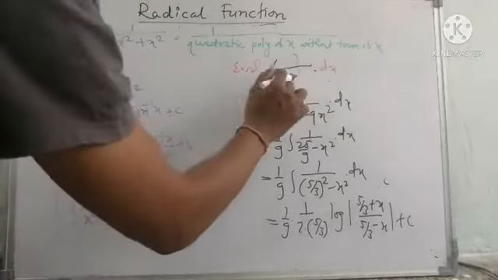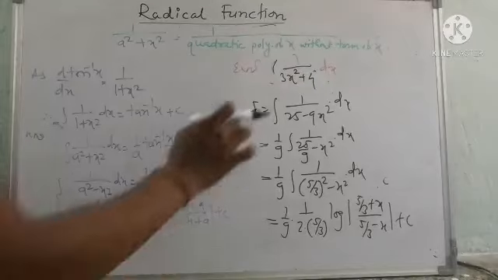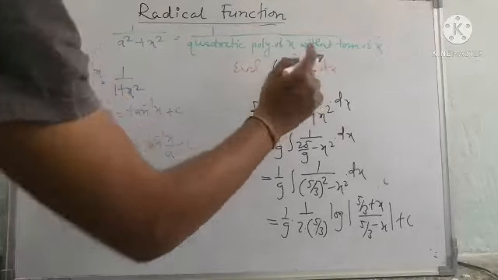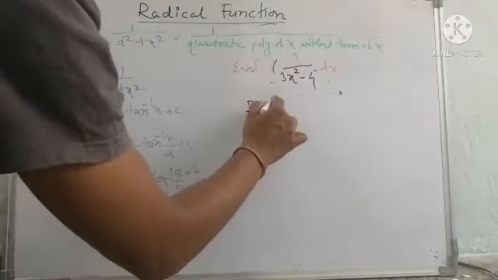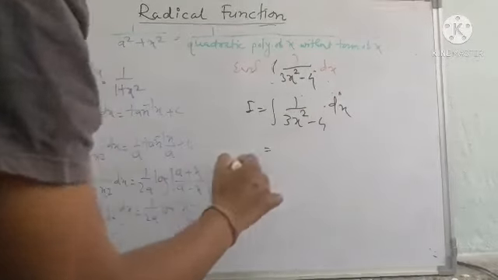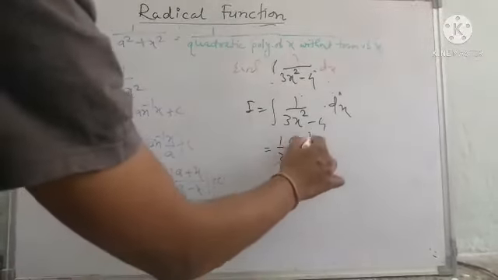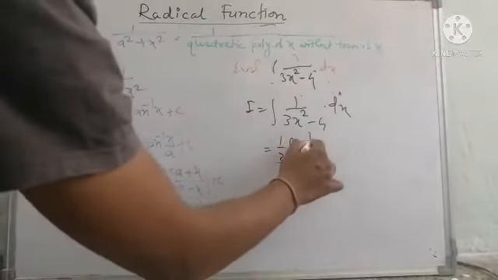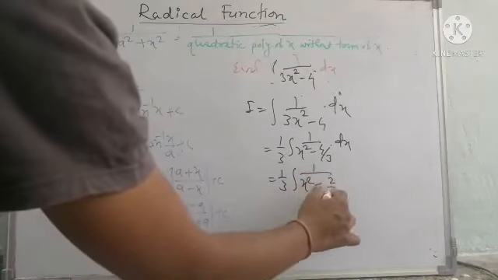Integration of 1 upon (3x square minus 4) with respect to dx. Solution: I is given as the integration of 1 upon (3x square minus 4) with respect to x. Again, this is a radical form having a coefficient of x square other than 1. So we make it 1 by taking 3 common in the denominator. Out of the integration we get 1 by 3, and in the integration 1 upon (x square minus 4 upon 3) into dx. Now make this constant in terms of a square. Actually 4 upon 3 is the square of 2 by root 3.